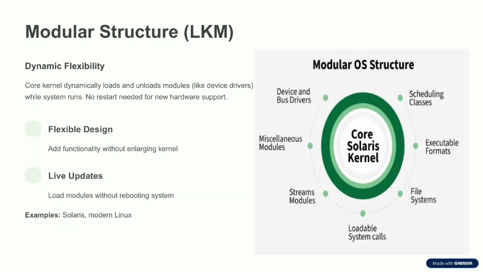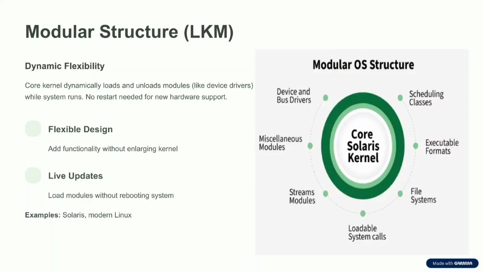The core kernel provides essential functions such as process management, memory management, and system calls, while other functionalities are added as modules. In this structure, modules like device drivers, file systems, and network components can be loaded or unloaded dynamically while the system is running. This means the system does not need to be restarted to add new hardware support or features.